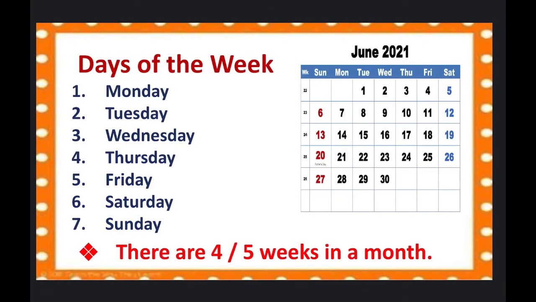Days of the week. There are 7 days in a week. First day of the week is Monday. Second day of the week is Tuesday. Third day of the week is Wednesday. Thursday is the fourth day of the week. Friday is the fifth day of the week. The sixth day of the week is Saturday. The seventh day of the week is Sunday. Saturday and Sunday are called weekend. There are 4-5 weeks in a month.